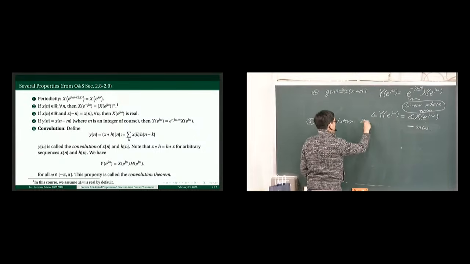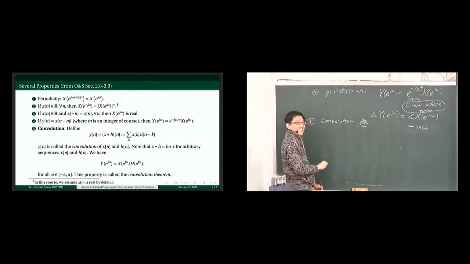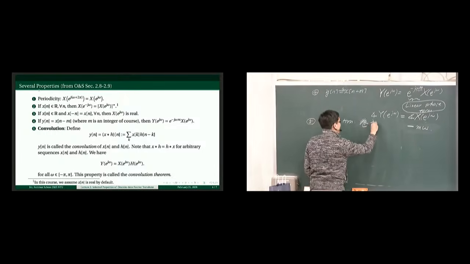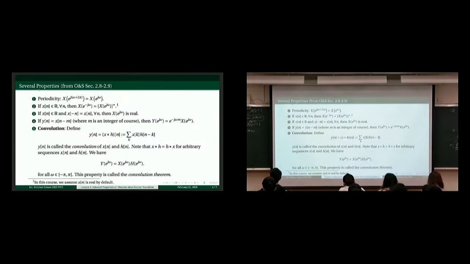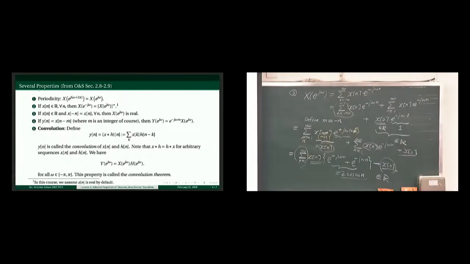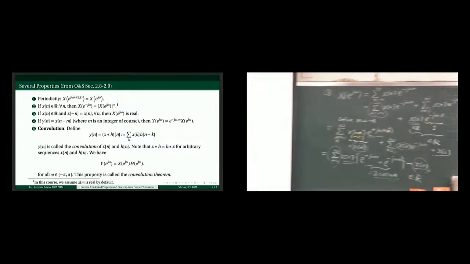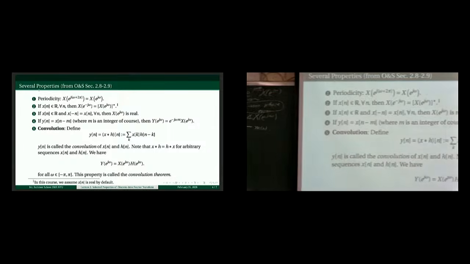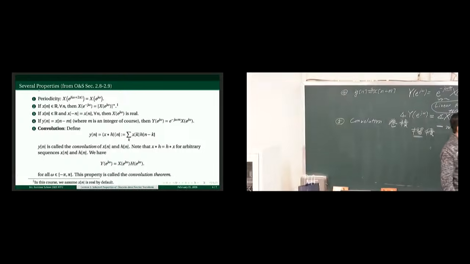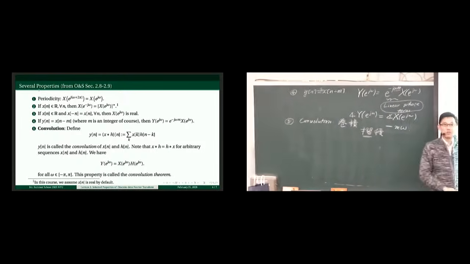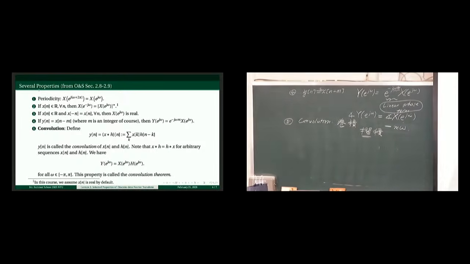I call it 折积. The word 折 just emphasizes that you flip one signal to let the time go backward, to let the time index go backward.